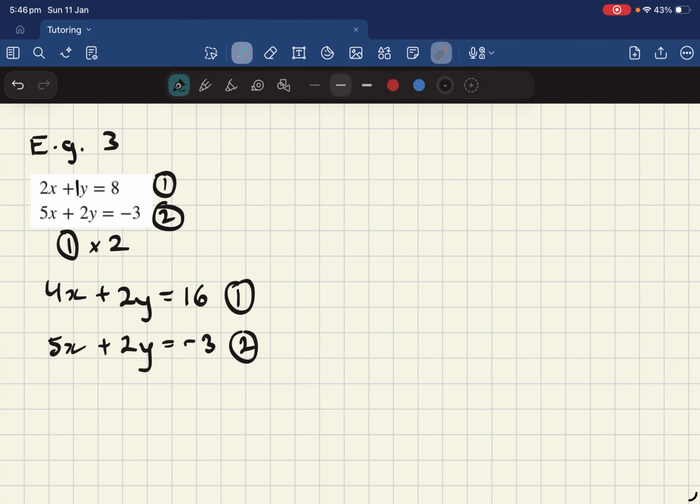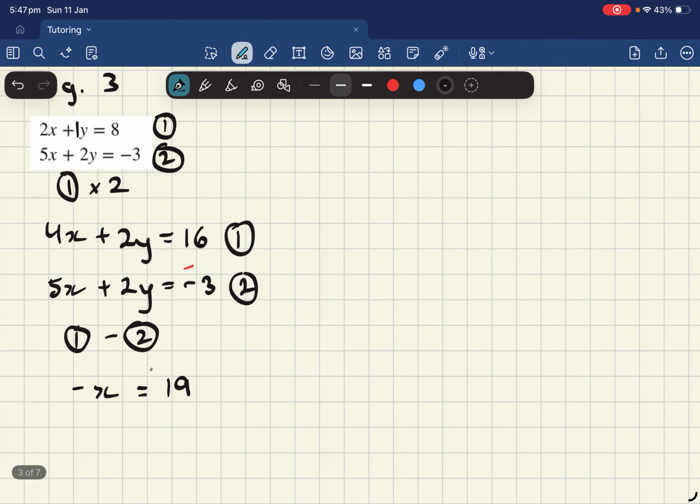So here, I want to eliminate the 2y. Now remember, it doesn't matter which order I subtract in as long as it's consistent with each one, but I'm going to do equation 1 minus equation 2. So here I have 4x minus 5x, that will give me negative x, and the 2y disappears, it's been eliminated, and then I get 16 minus 3. Remember, we have a double negative here. It's 16 minus negative 3, which is the effect of 16 plus 3. So that gives us 19.